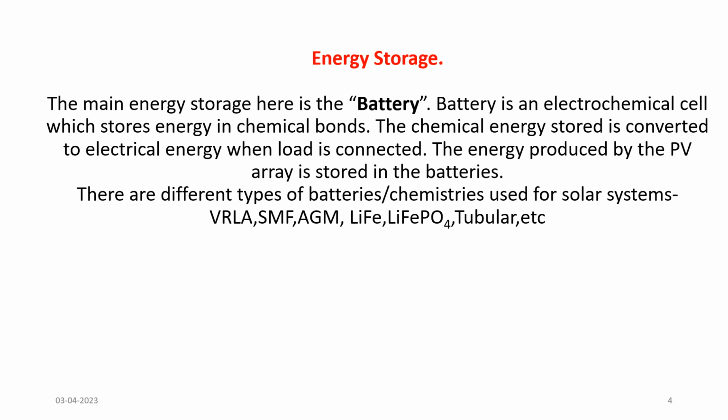The battery is an electrochemical cell which stores energy in chemical bonds. The chemical energy stored is converted into electrical energy when load is connected. The energy produced by the PV array is stored in the battery. Yes, and as I've said, the output of the photovoltaic cell, that is maybe your module or your PV array, the output is direct current, that is DC.